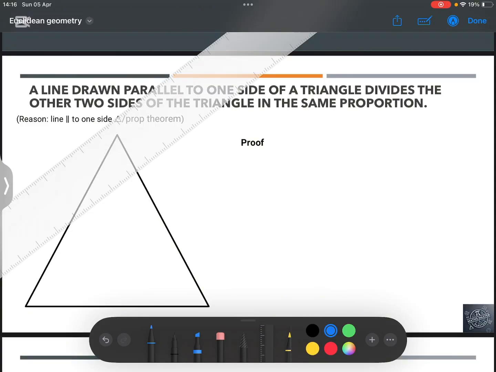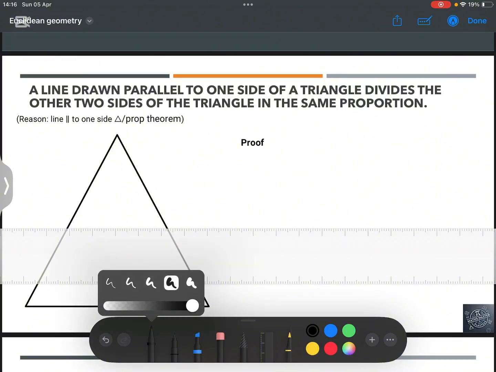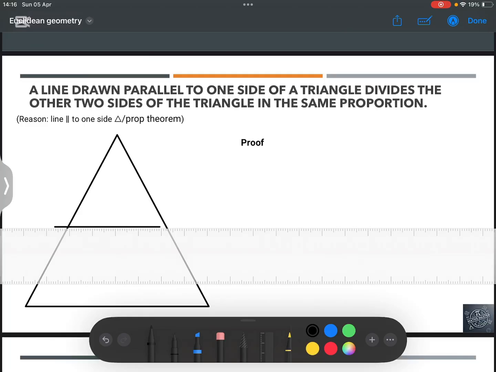Okay, let's look at it. A line drawn parallel to one side of a triangle. Let's draw that line. Let's draw a line parallel to one side of the triangle. Here we go, we have that line. So now a line drawn parallel to one side of a triangle. This line, remember, is parallel to one side of the triangle, and then it divides the other two sides proportionally.